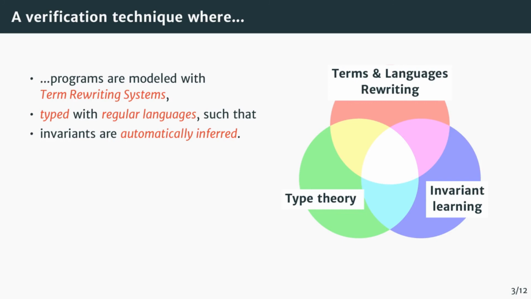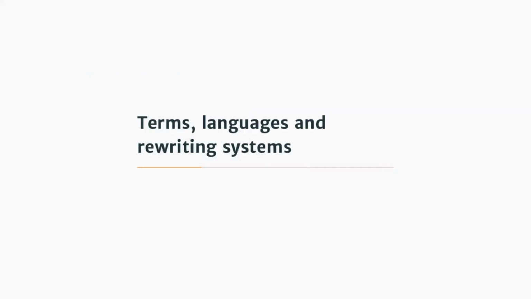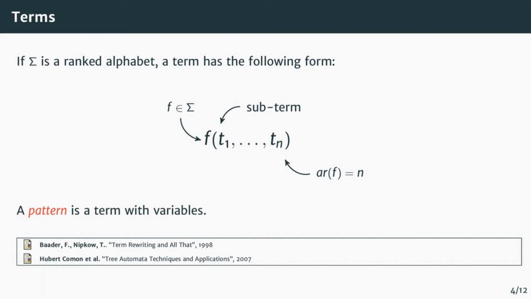Before I detail this type inference technique, let's start with an introduction to our theoretical framework: terms, languages, and rewriting systems. A term is a labeled tree that we usually represent like this. It is composed of a symbol, f, living in a ranked alphabet, and n subterms, t1 to tn, where n is the arity of the symbol f. We call a pattern a term that has variables in it.